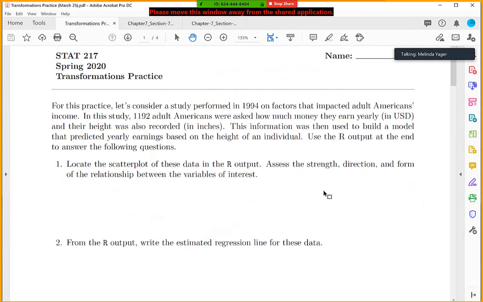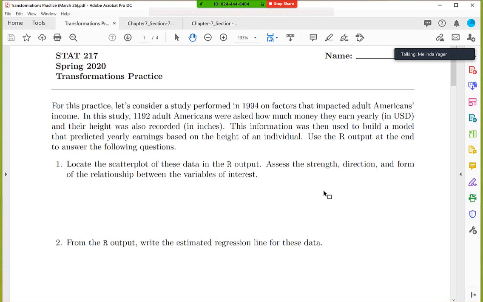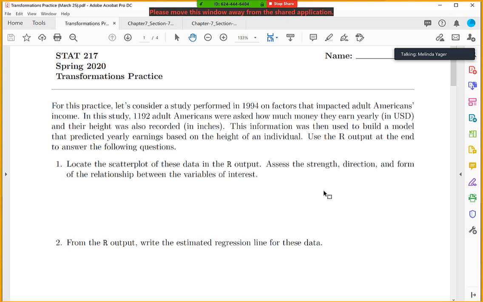All right, so a couple things to point out here. This is a study in 1994 on factors that impacted adult Americans' income. So we have a study of 1,192 adult Americans. Remember, we're always using a T distribution with N minus 2 degrees of freedom. So our degrees of freedom for this study would be 1,190.